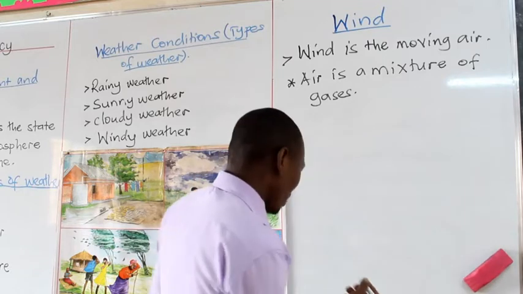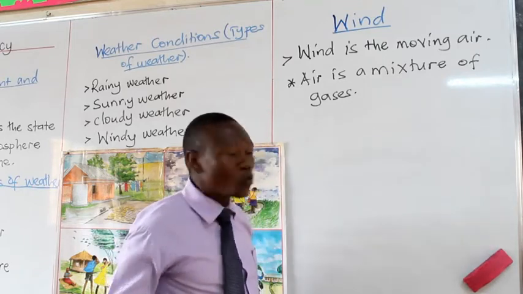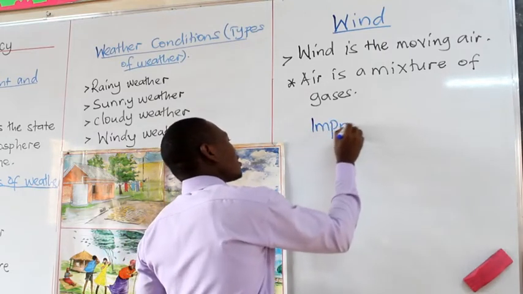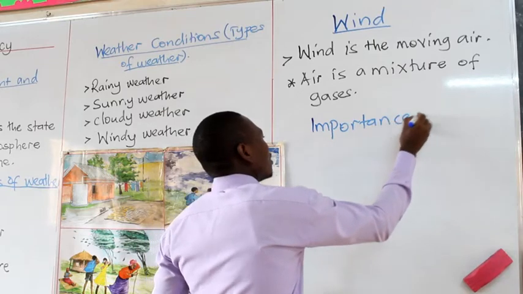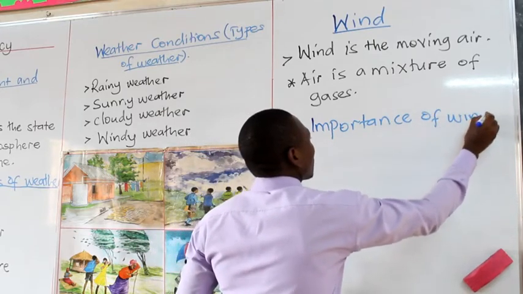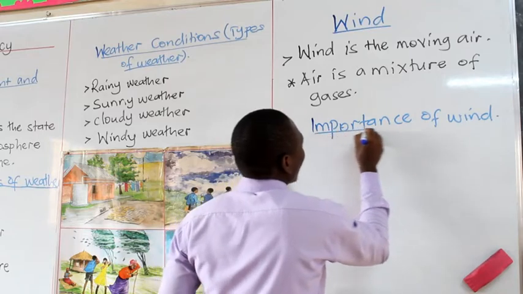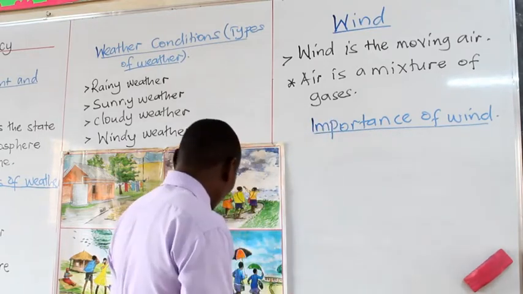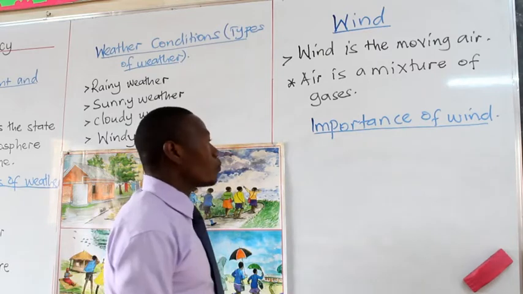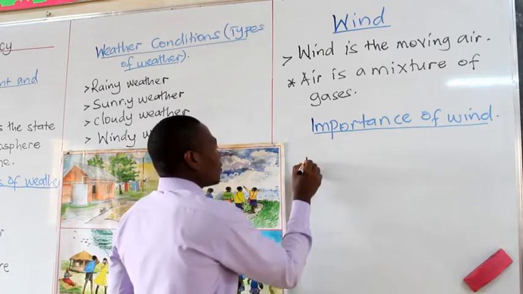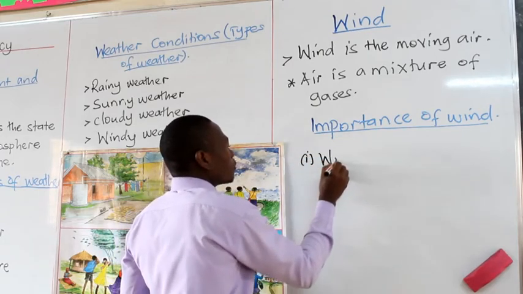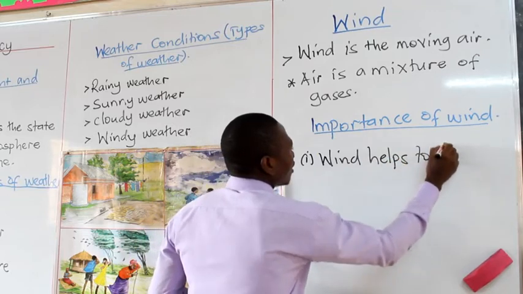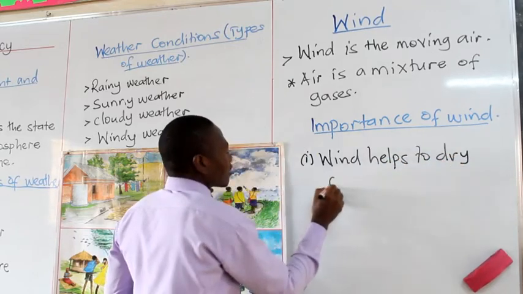So now, our major concern here is to look at the importance of wind in the environment. How is wind important? Wind plays a very important role to farmers and to people. We say wind helps to dry clothes.